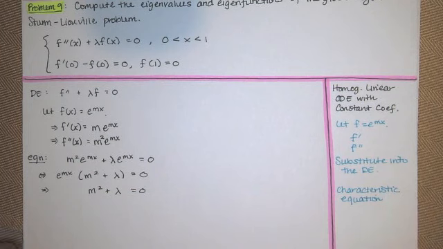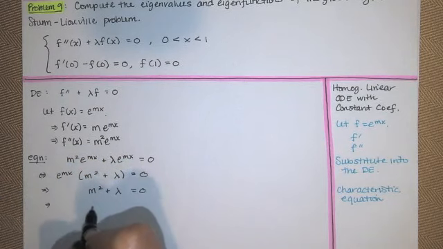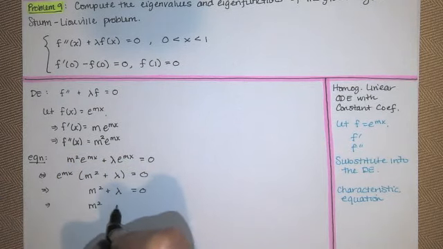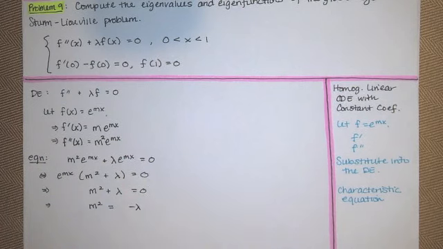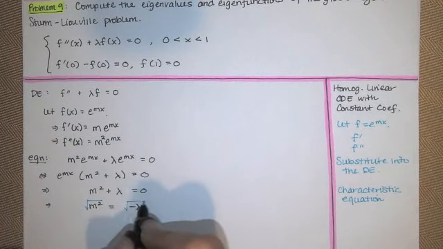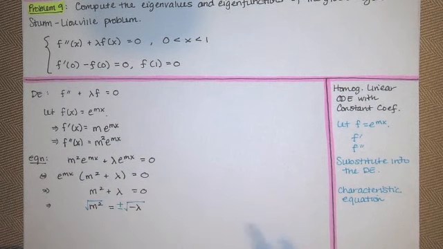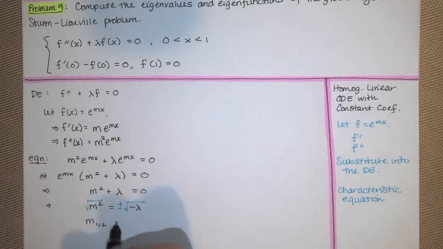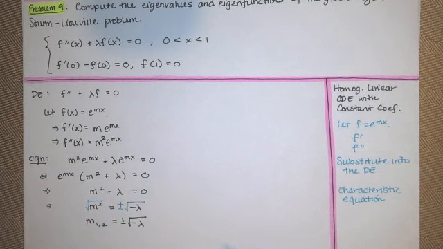Now our goal is to find the two values of m that satisfy this equation. So we'll subtract lambda from both sides. And then to get rid of that squaring function, we'll take the square root of both sides. Don't forget the plus or minus on the right. And so we have m1 and m2 are equal to plus or minus the square root of negative lambda.